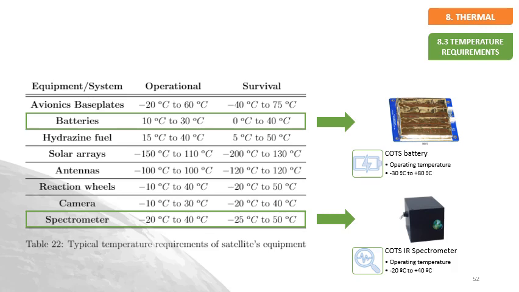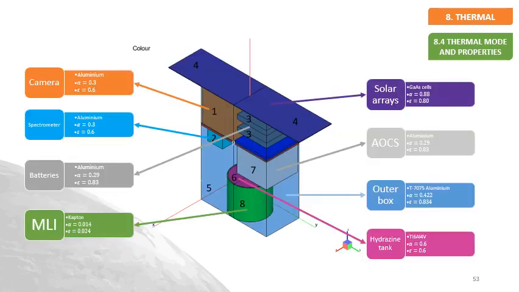Then we would have to develop what is called the thermal model, which is a simplification of the proposal of the structural engineer. Here we can see represented the different components, and we have summarized the material they are made of and the optical properties.